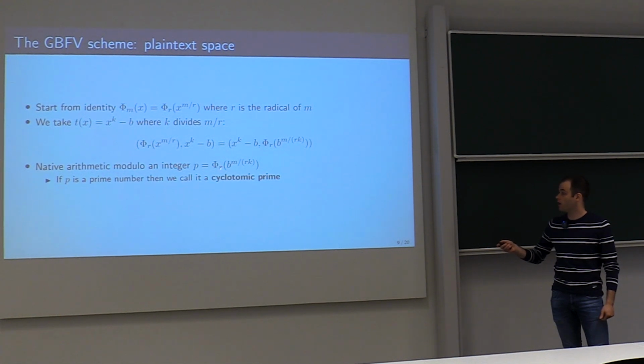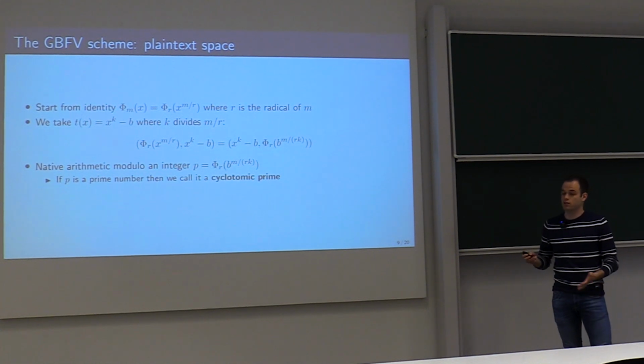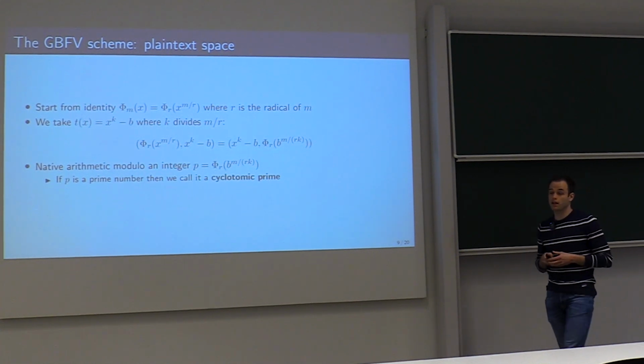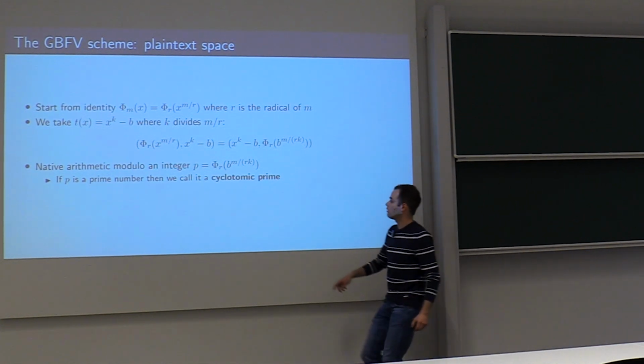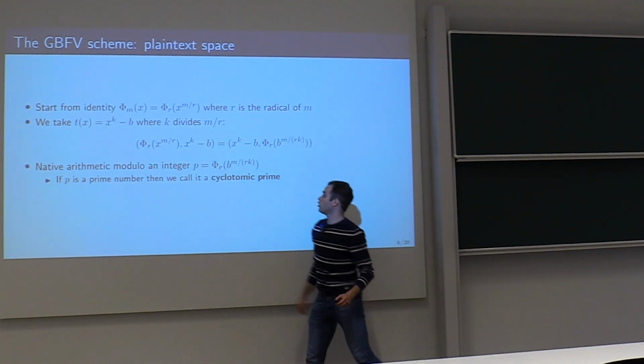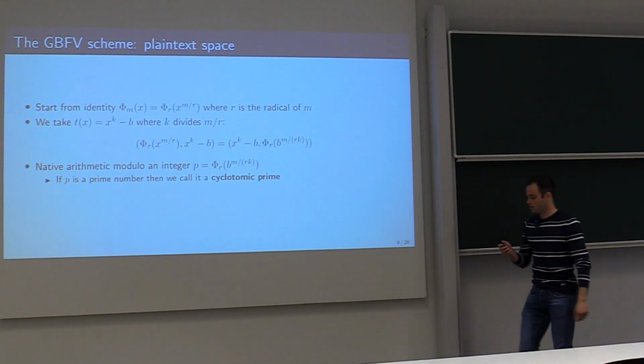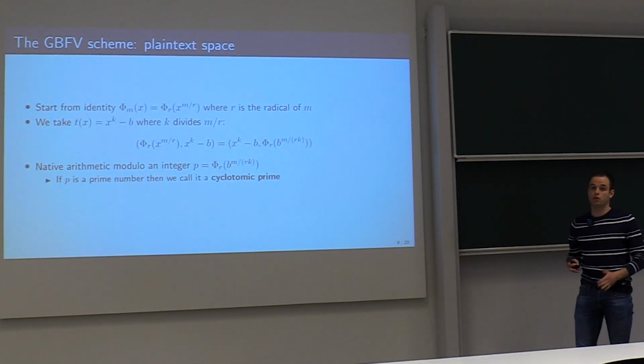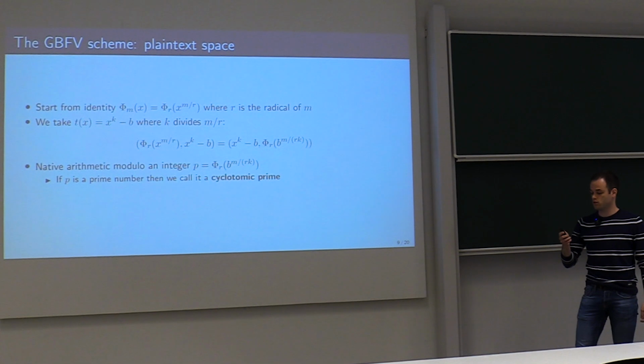If we do that, we get native arithmetic modulo this integer, phi r evaluated in this power of b. And if this integer is a prime, then we call it a cyclotomic prime because it's obtained by evaluating this cyclotomic polynomial in an integer. For the rest of this presentation, we will indeed assume that b is prime.